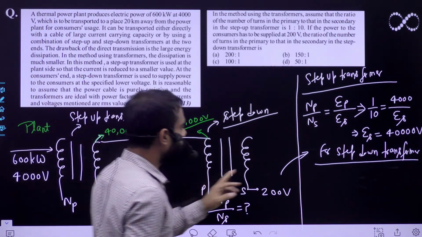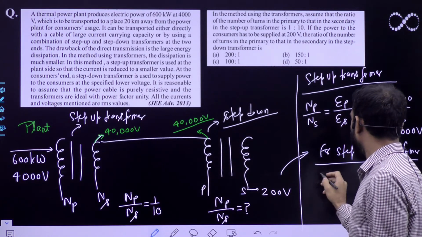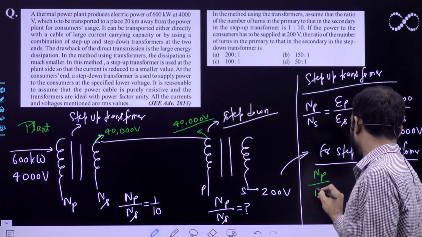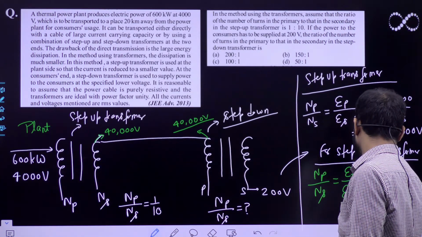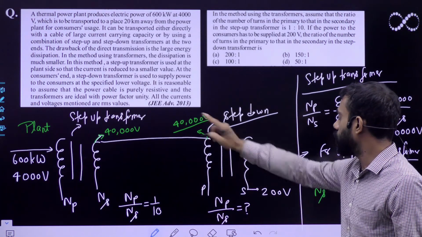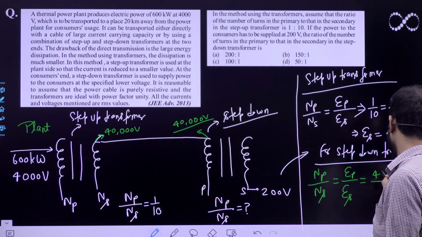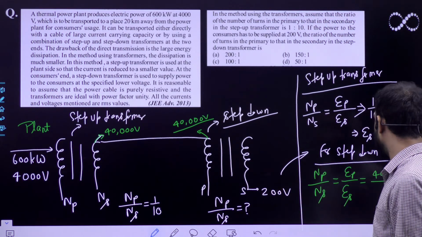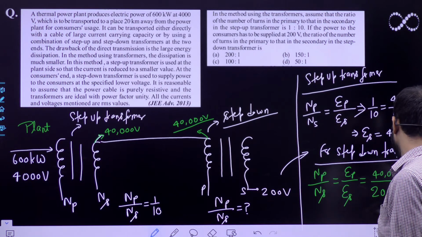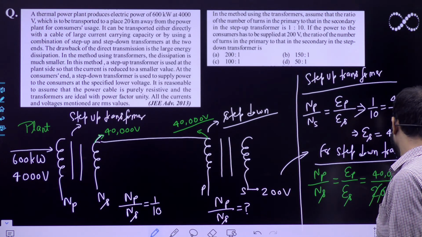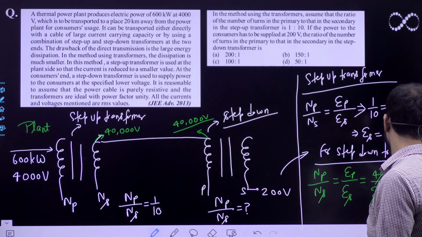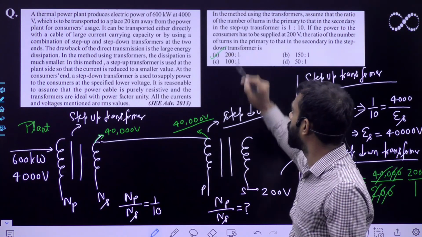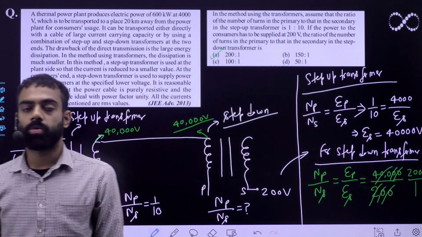So if I write for the step down transformer now, NP upon NS is equal to EP upon ES. EP, this is the primary here, so at the primary you are getting 40,000, and ES is given in the question, that is 200. So that is 200 here now. This will get cancelled out and you are getting 200. So NP upon NS is 200 upon 1. So option A is correct. Okay students, I hope you understood this question.